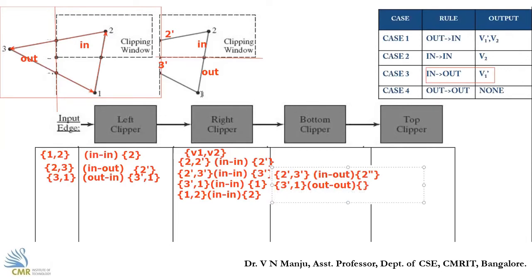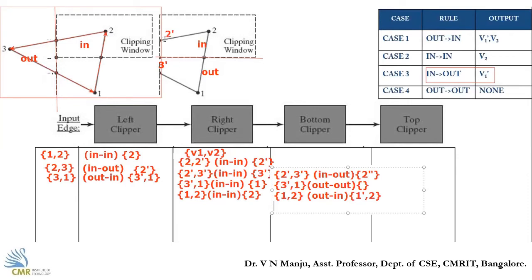What's the next point? It is from 1 to 2. We will write it as 1 comma 2. 1 comma 2 is out to in. It is going from here to here. So when it is out to in, what do we have to store? V1 dash. What is my V1? 1 dash. Okay, 1 dash comma V2. What is V2? 2. So 1 dash comma 2.